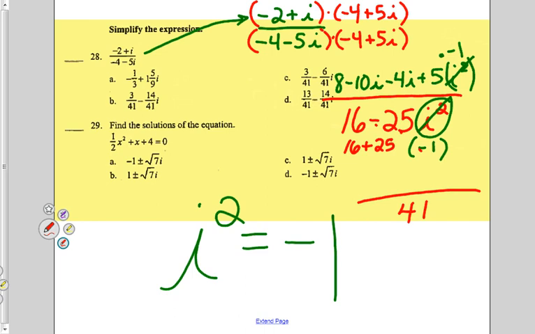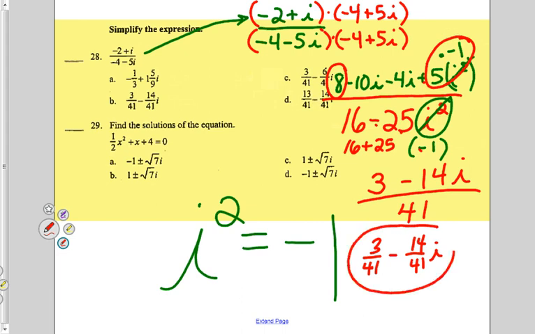In the numerator, let's combine like terms. I have an 8 plus negative 5, right? That's basically 8 minus 5, which is 3. Combine the i's. Negative 14i. If I had to pick the choice that matches best, it would be B. It doesn't have everything over the denominator. It has them individually. 3 over 41 minus 14 over 41i. So B is the good choice.